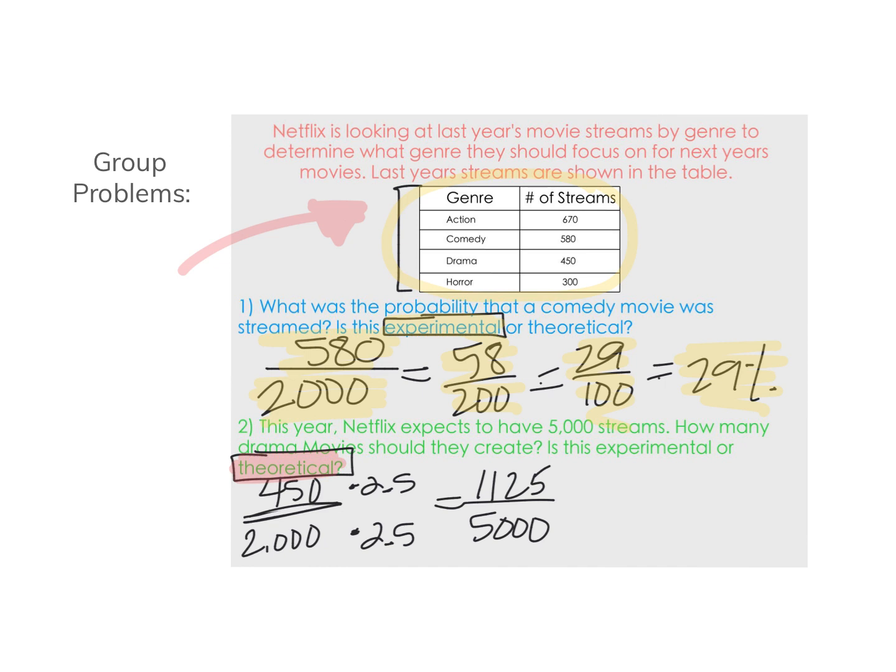So based on our experimental data, 450 drama movies out of 2,000. I know that 2,000 times 2.5 equals 5,000, because that's what we're trying to figure out, how many out of 5,000. So then I just did the same on the top and I got 1,125 over 5,000. So that would tell me next year they should make 1,125 drama movies.